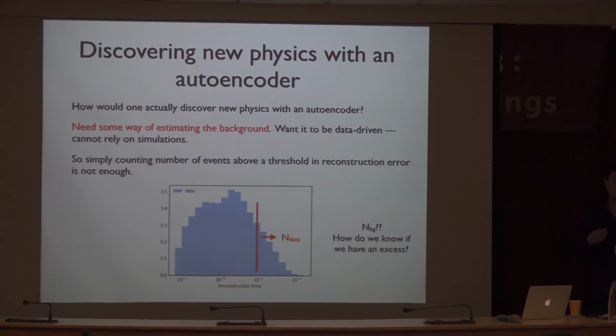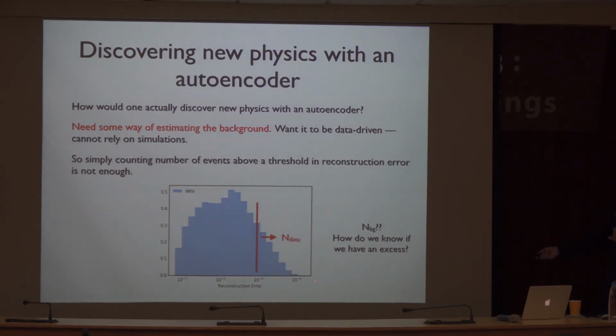You can't claim a discovery unless you know what your background is, right? So you can't just cut on the autoencoder reconstruction error and say all those events are new physics. There's still some standard model background, right? There's still some tail to the QCD background. So you need some way of estimating the background, and you want it to be data-driven, so you can't, in general, rely on simulations. They're not accurate enough, plus all this deep learning stuff is a black box, so you really don't know what's going on. So simply counting the number of events above the threshold in reconstruction error is not enough.